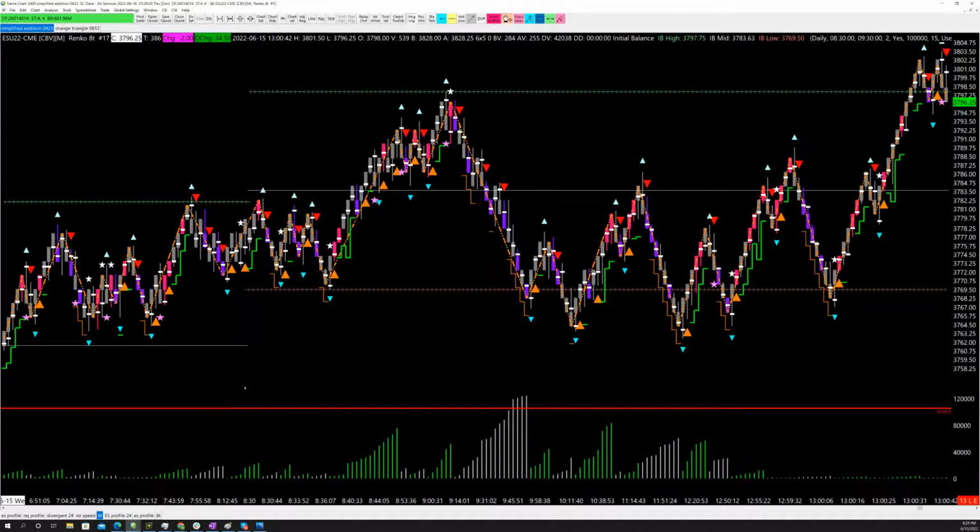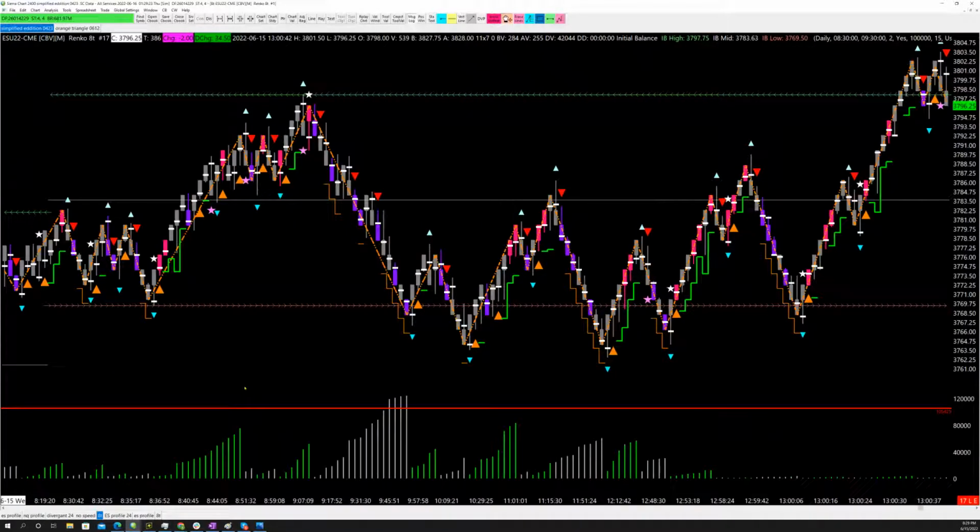So here's 9 o'clock again. I don't think I would have, I did not take this trade. I don't think anyone in the room did. I actually didn't even set up. It's not a 2-bar combo, so we'll just keep moving on.